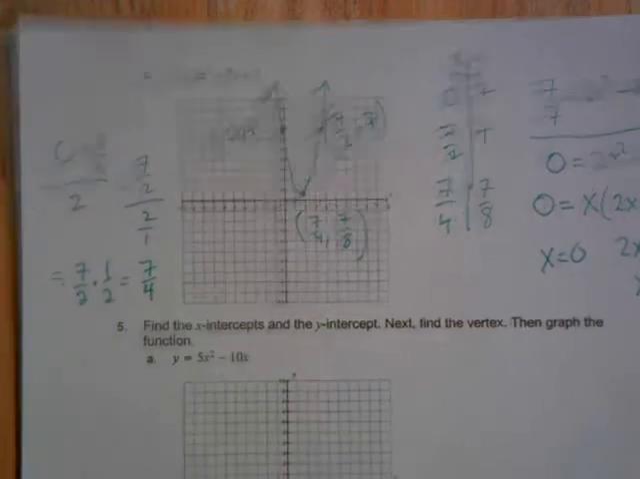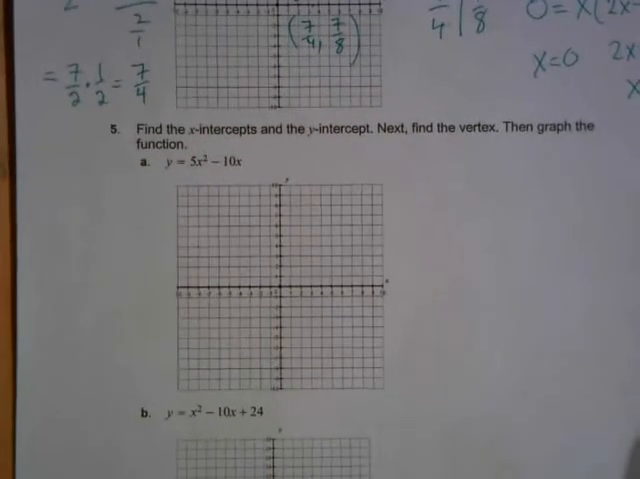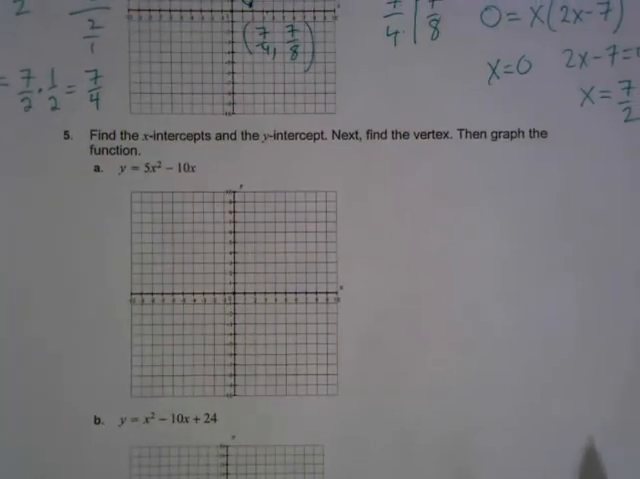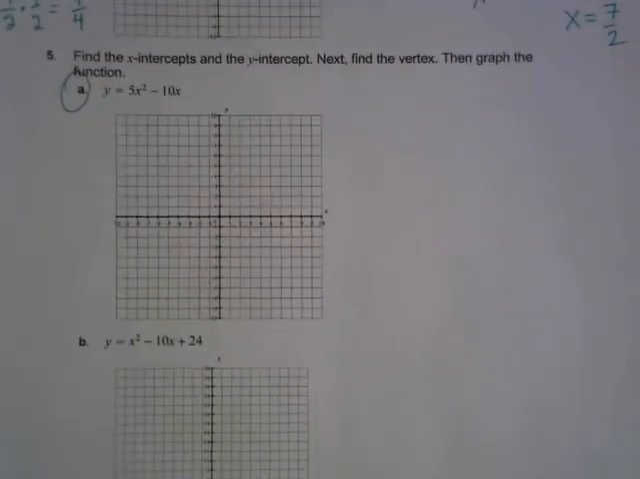Alright, number 5. Kind of similar problems, except the directions are slightly different. The directions say find the x-intercepts and the y-intercept, find the vertex, and then graph. I'm going to do B. I'll leave A to you. I think A is a little bit easier, so I'll do B. I think B is a little bit harder.